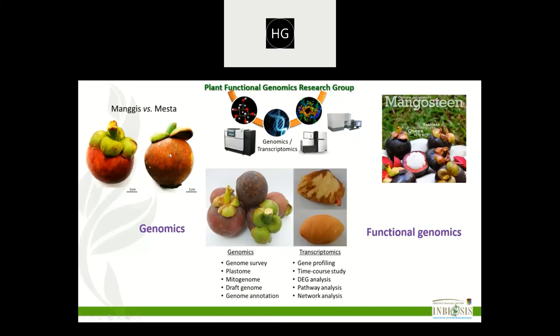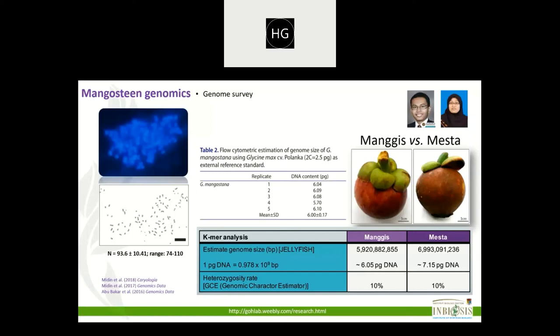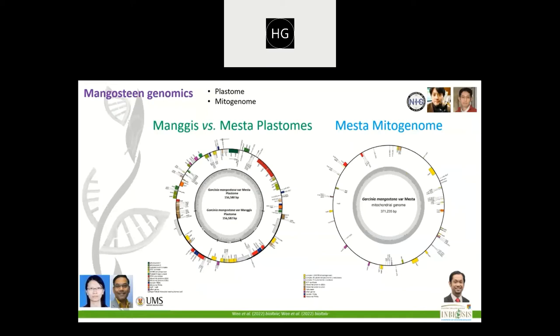And we have performed some profiling for the mangosteen fruit ripening, also cytogenetic analysis. The genome is actually quite big, around 6 gigabases, and it's quite complex and heterogeneous. Hence, we are still struggling to get the draft genome. However, we managed to get the organelle genomes, the plastome and mitogenome. This was work in collaboration with the National Institute of Genetics Japan and also UMS with the student Ching Ching. And it's currently under review.